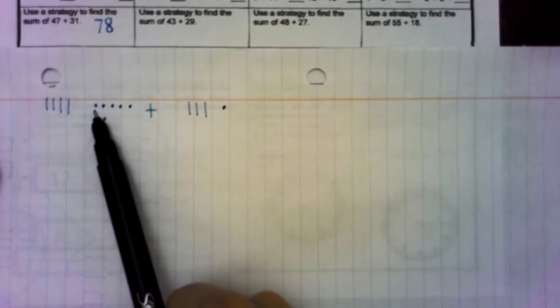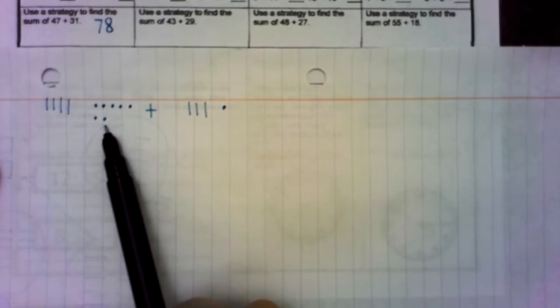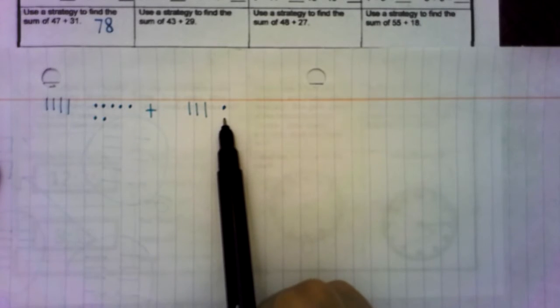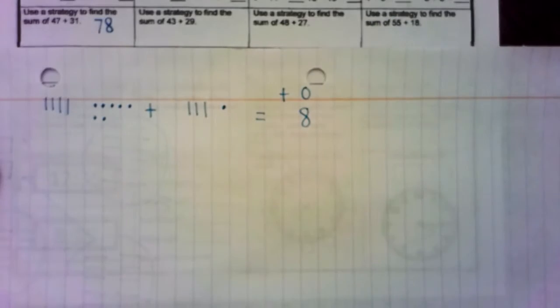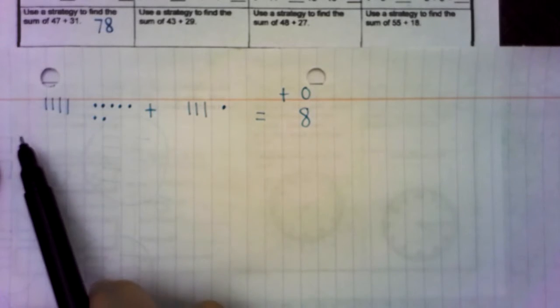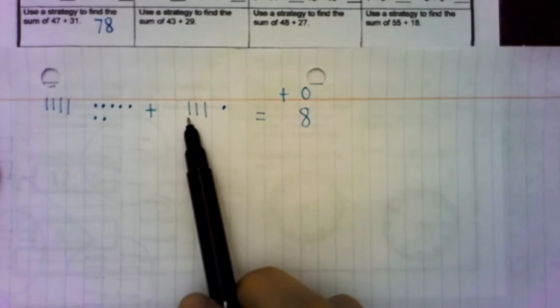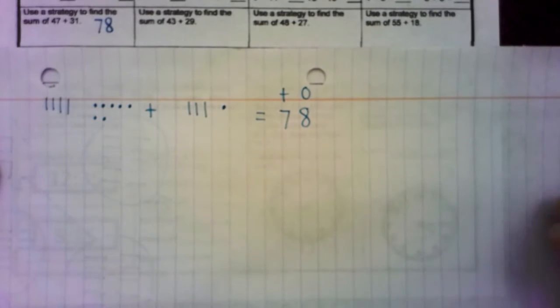Okay, now I know it takes 10 ones to make a new 10, and I don't think I have 10 ones. Let me count my ones. I know I had 7 up here, right? 7 and 1 more would make 8. So I'm going to put an 8 in my ones place. Now let me count up my tens. I had 1, 2, 3, 4, 5, 6, 7. So when I used a strategy of drawing, I got the same answer. I got 78.